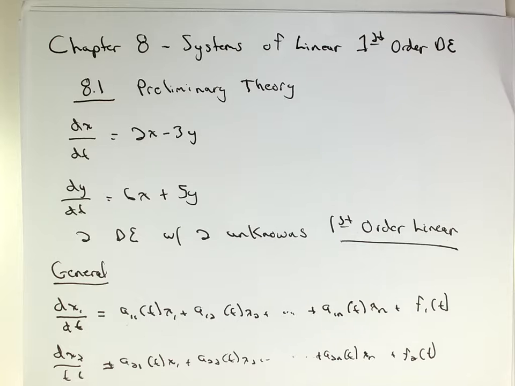So just in general, we have a differential equation: dx/dt is 2x minus 3y, and dy/dt is 6x plus 5y. Here it's first order, and we have two differential equations with two unknowns.